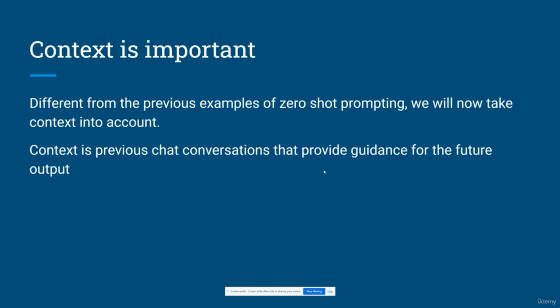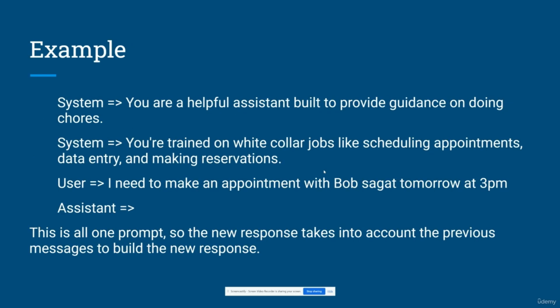This is the first time that context is starting to play a factor in our prompting, and context is important. It's different from the previous examples of zero-shot prompting because we now take context into account. Context is previous chat conversations that provide guidance for the future output of the LLM. As an example, given this chat sequence between a system and a user, the assistant will print out something that's based on the previous context.